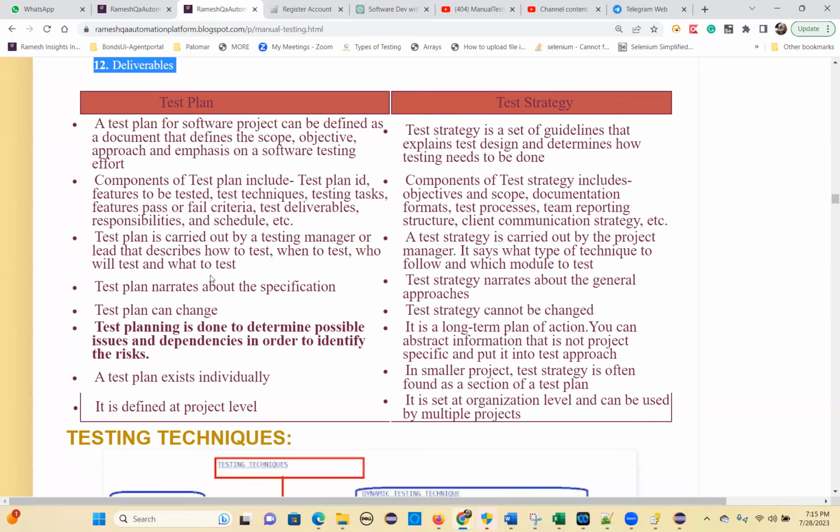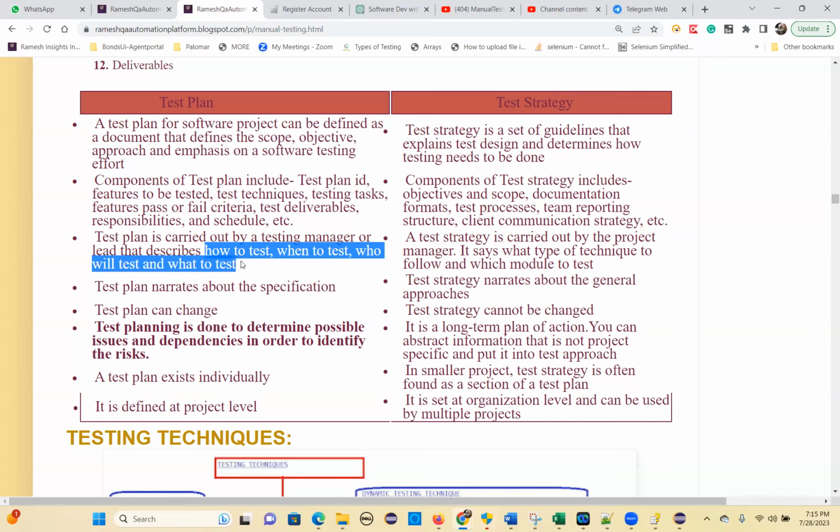A test plan is carried out by a test manager. The QA manager or a senior test lead will prepare it, which describes how to test, when to test, who will test, and what to test. All these questions, you will get answers in the test plan document. Who will test means a tester name.